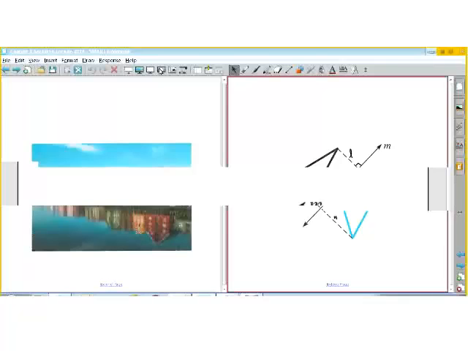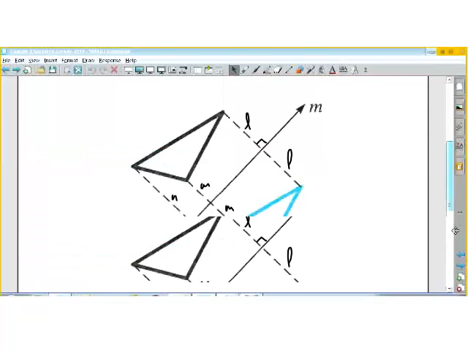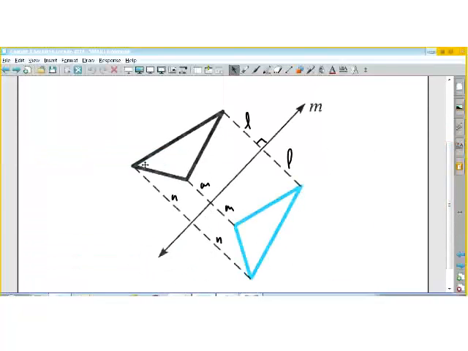Now, you can also have a reflection across a line that's not just horizontal. So if you have this triangle and you want to find a reflection of this triangle relative to this line, again, you would draw lines from our points that are perpendicular to the line of reflection. You'd measure this distance, and then you'd use that distance to go the same value on the other side of the line.